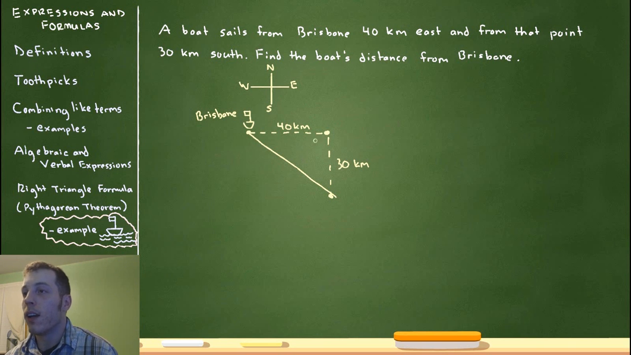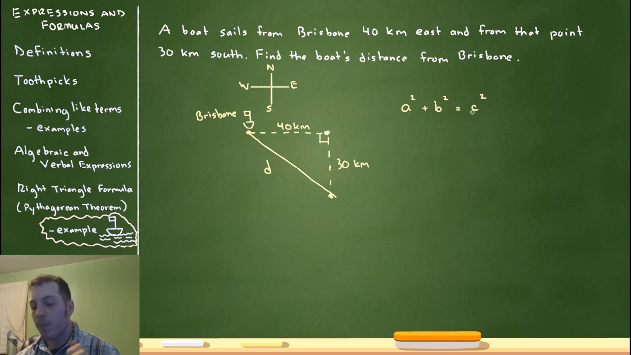Okay, so here's a nice picture. Now the boat's distance would be represented by this line here. We're going to call that D. And if you notice, what we made was a right triangle. That's very important. So we made a right triangle, so we'll be able to use the Pythagorean theorem. So the Pythagorean theorem says that one of the legs squared plus the other leg squared will equal the hypotenuse squared.